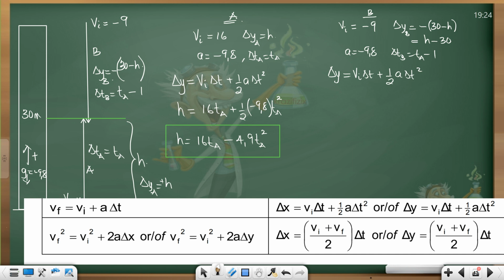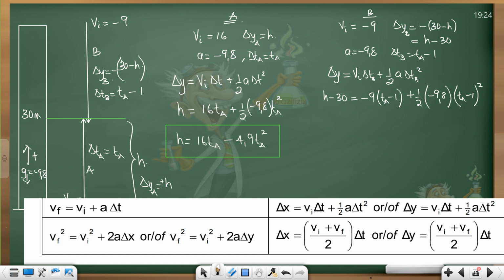All right, let's run. What's our delta y? H minus 30. What's our initial? Negative 9. Remember, this is TB. What is TB, by the way? TA minus 1, plus half. What is A? Negative 9,8. What is TB? TA minus 1. Guys, we are done with physics.